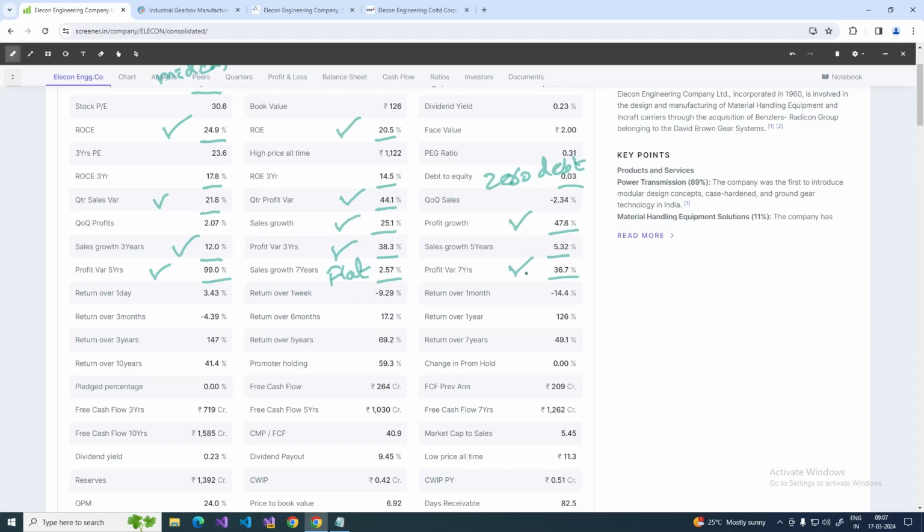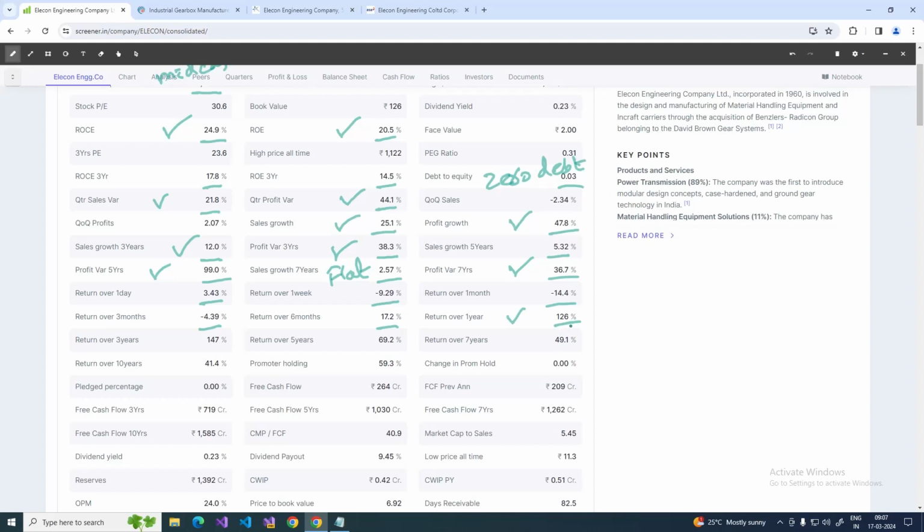Now I'll see the returns. So 1 day returns 3.4% and 1 week returns minus 9% and 1 month minus 14%. Here 3 months minus 4%. So if you see here up to 3 months, returns are negative but results are positive. 6 months is 17%, 1 year 126%. So here last 1 year results are very good due to that. So here returns also excellent.